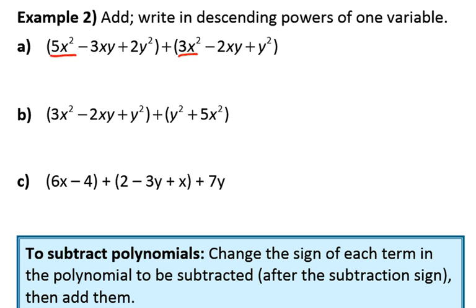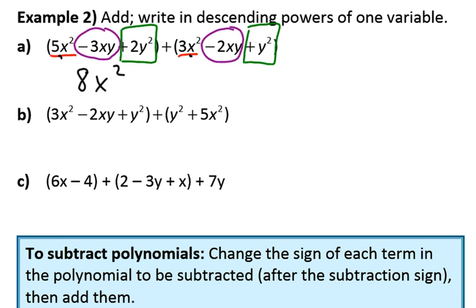Then change colors, and my next term is negative 3xy. So where's another xy? Negative 2xy. Then my last one is the y squared, plus 2y squared, and plus 1y squared. So now I'm going to combine like terms. Look at the colors, or the underlines: the underlines go together, the circles go together, the squares go together. So 5x squared and 3x squared become 8x squared.